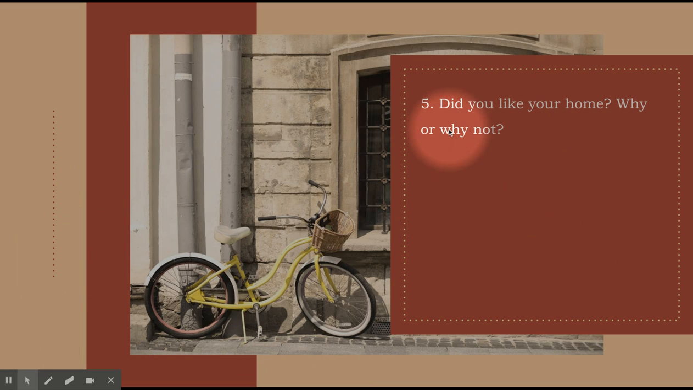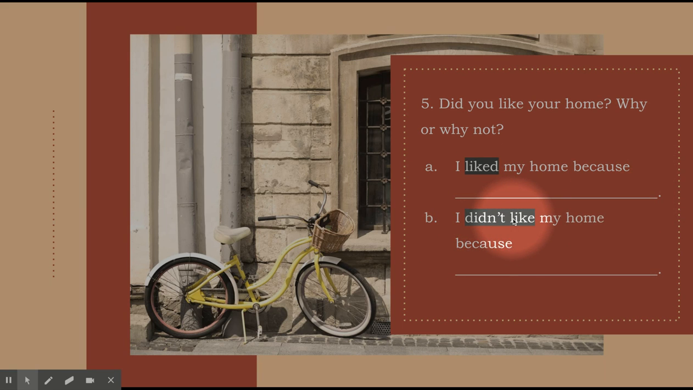Okay, question number 5. Did you like your home? Why or why not? Someone might ask you, hey, did you like your home in your home country? And you might answer, I liked my home because, and tell us why. Or, I didn't like my home because, and tell us why. So A means yes, I liked my home. And B means no, I didn't like my home. Make sure to tell us why or why not.